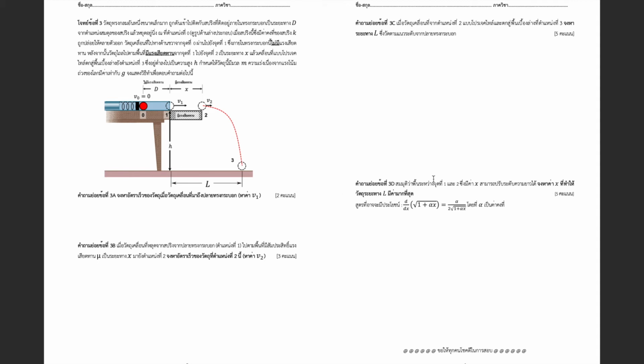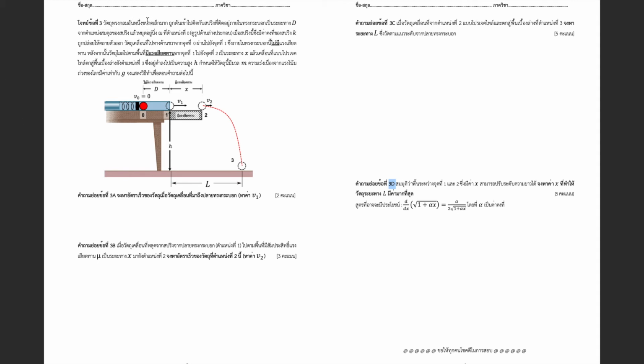3D is not three dimension, but the problem number 3D. So yeah, there is a plenty of variables in this problem. So we have to be careful. Then we are going to read the problem.